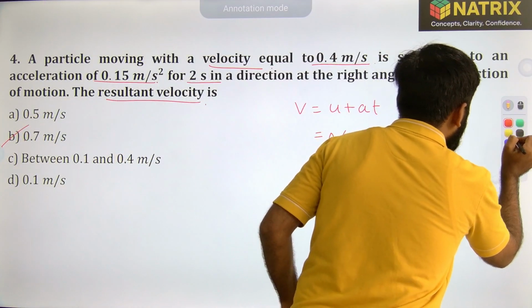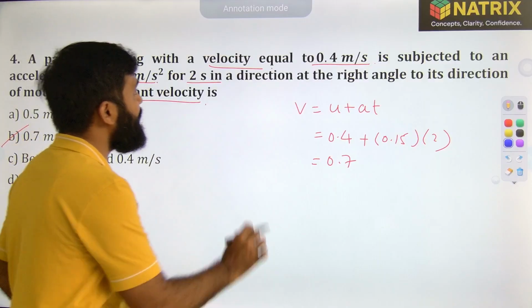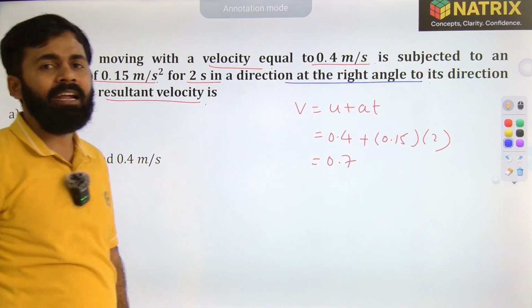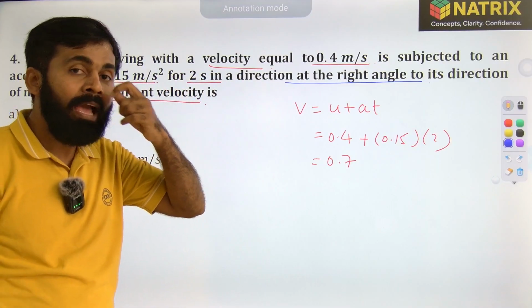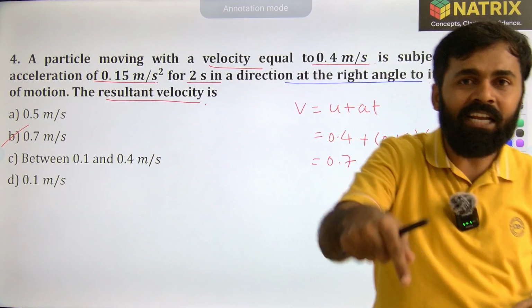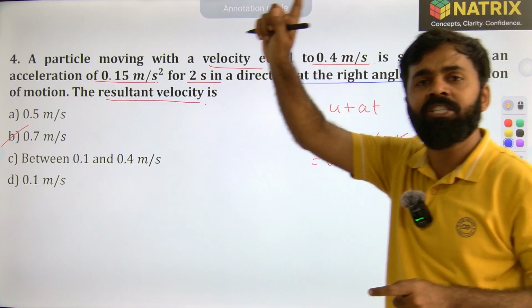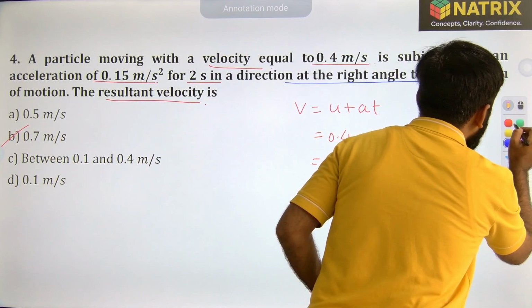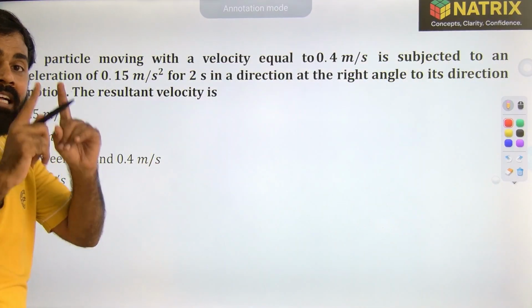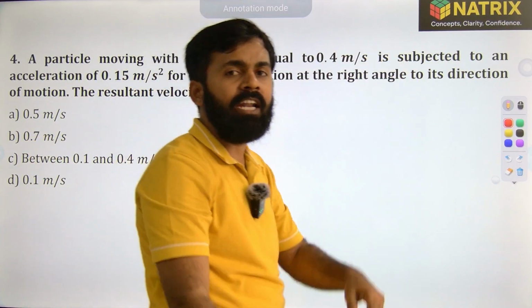Because you did not focus on the term that the acceleration is at right angle to its initial velocity, to the direction of motion. Acceleration is perpendicular to the direction of motion. That you didn't focus on. So how can we do this in this case? Acceleration is along the perpendicular direction.